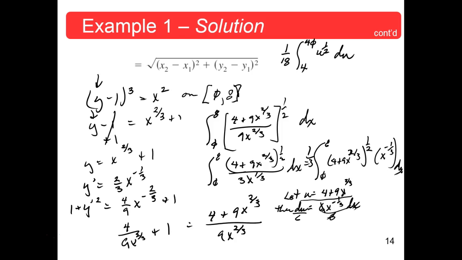Okay. So now we've changed our limits. I think we can go to town, can't we? Okay. So it's going to be 1/18. And what is the antiderivative of u to the 1/2? Help me, somebody. U to the 3/2 over 3/2, which is times 2/3. Got it. And we're going to evaluate that from 4 to 40.